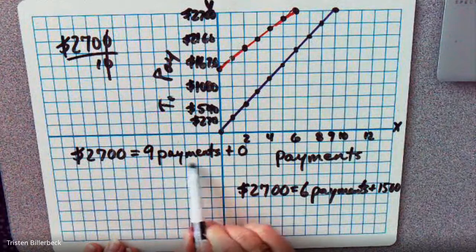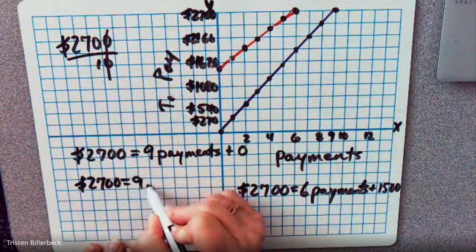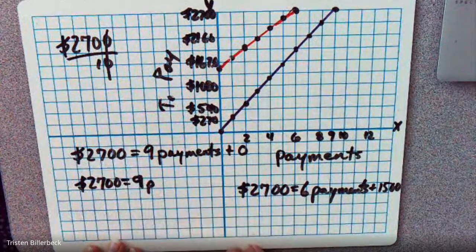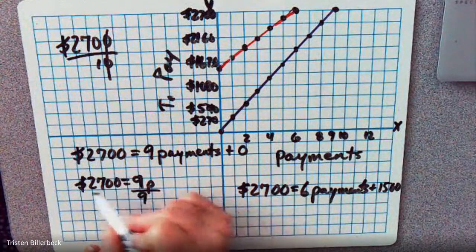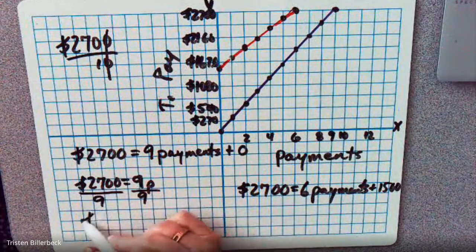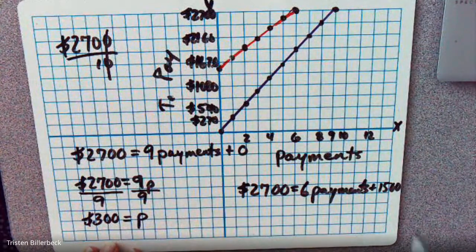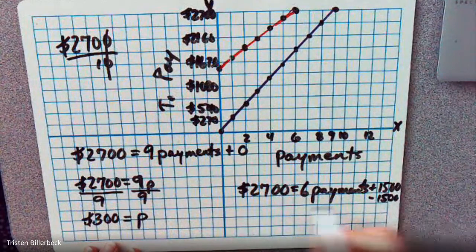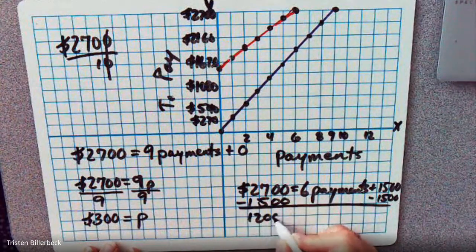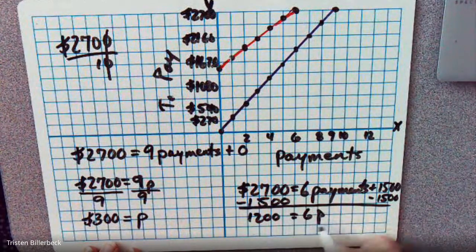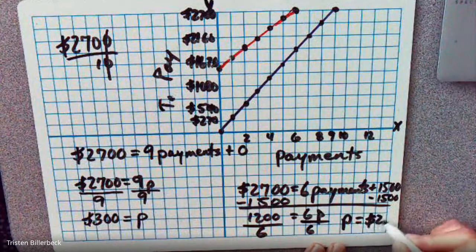Now, if we substitute P in for payments, that would give us $2,700 equals 9P. And we could quickly solve for the amount of the payments, the dollar amount. So we divide by 9, and that gives us $300 payments if we have nothing down. On this one, we would subtract the 1,500 from both sides. And that gives us $1,200 equals 6P. And then we divide by 6. So this payment option would have been $200 for the bike.